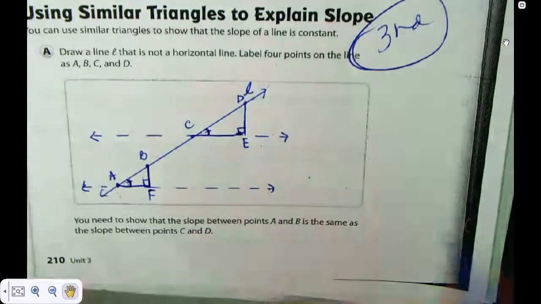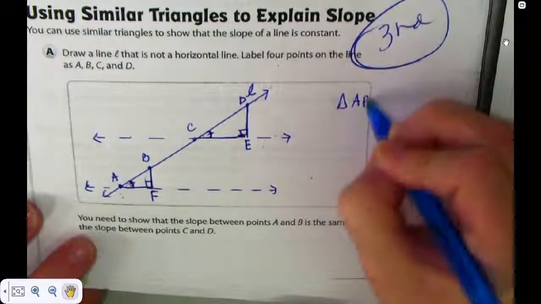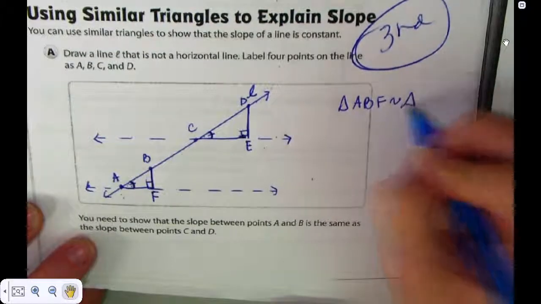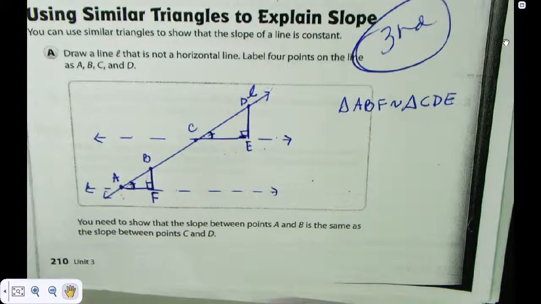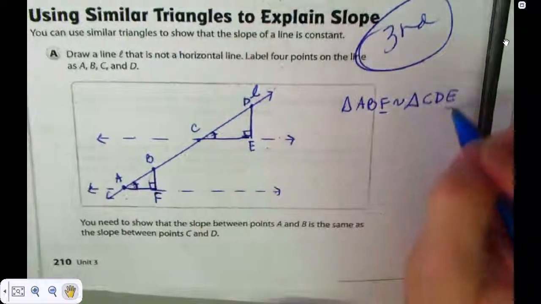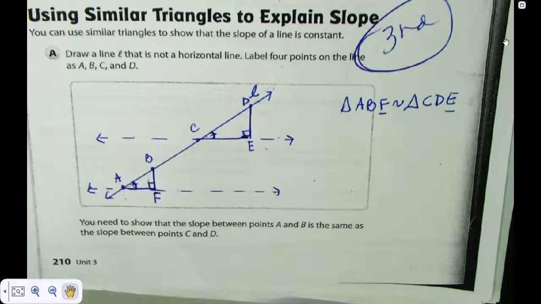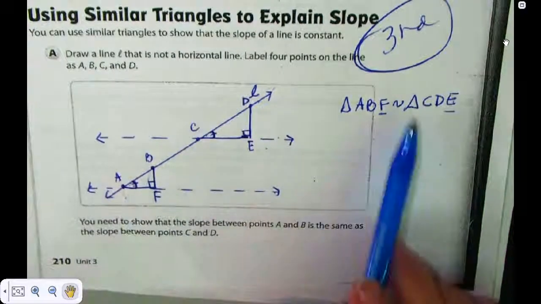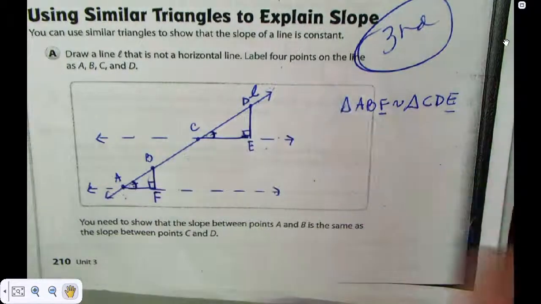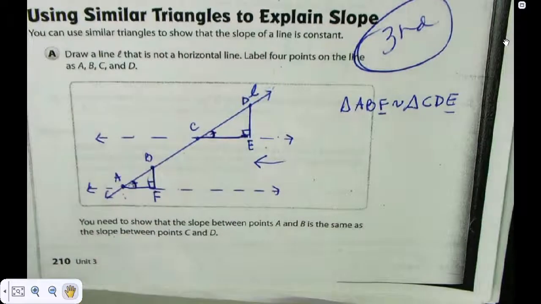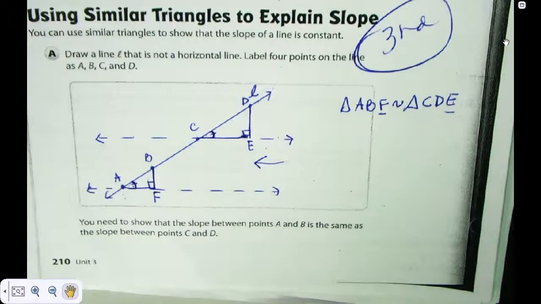So what do we know? Triangle ABF is similar to triangle CDE. F and E are congruent. A and C are congruent because they're corresponding. See the transversal? Here's the inside, so they're not interior angles. One is, but one isn't. Do we remember that now? Okay, now watch this.